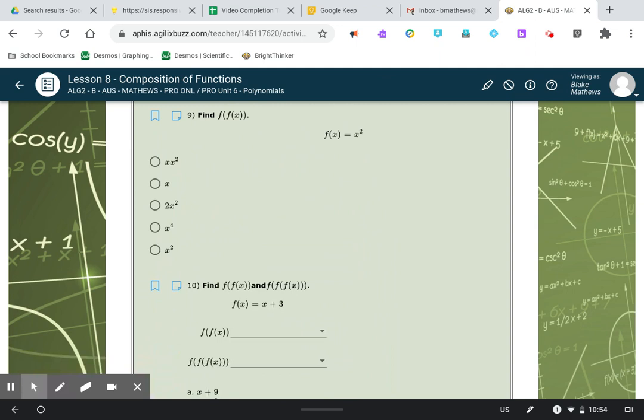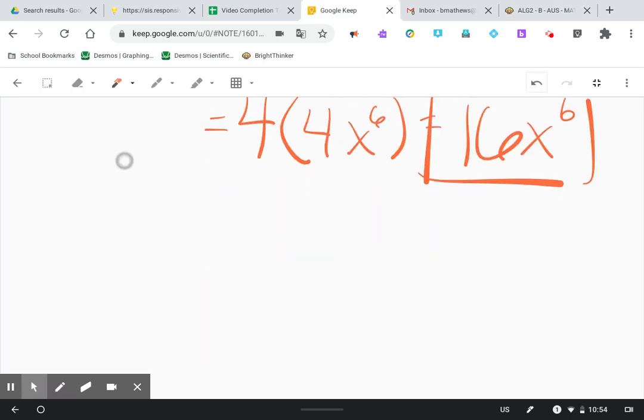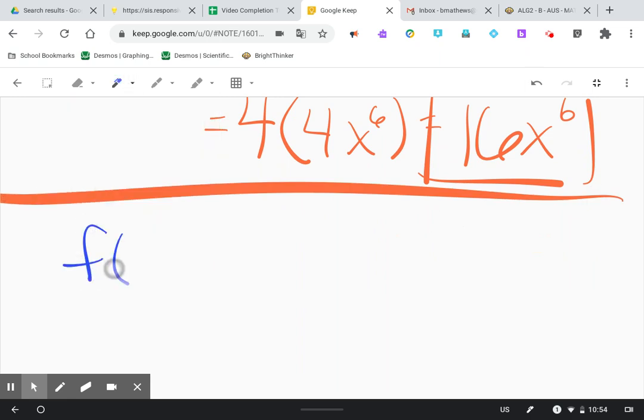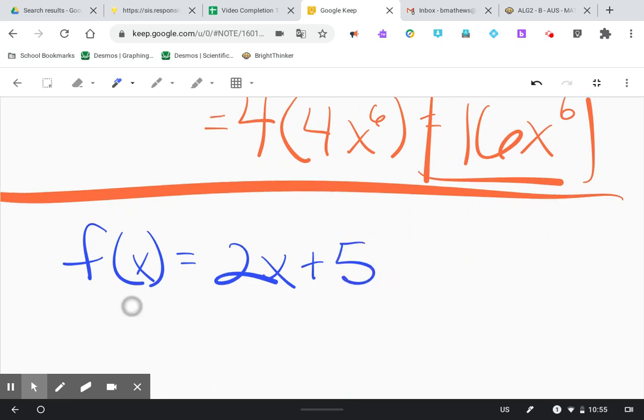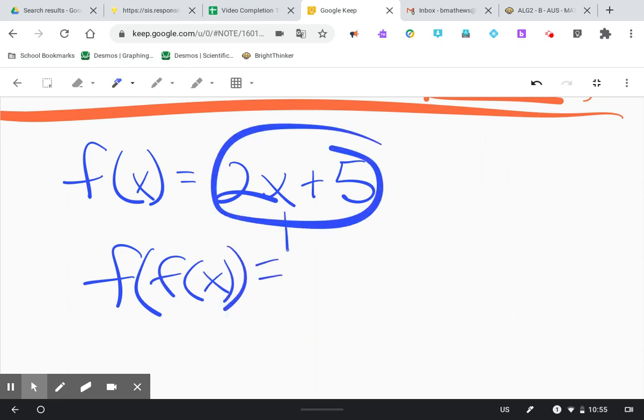All right, number 9, you're doing a function of itself. So let's talk about what that looks like. So that would be like you have a single function like 2x plus 5. And they say to do f of f of x. Now, in other words, they want you to take this and put it in itself. So it's like you're taking the thing and putting it inside the x of itself.